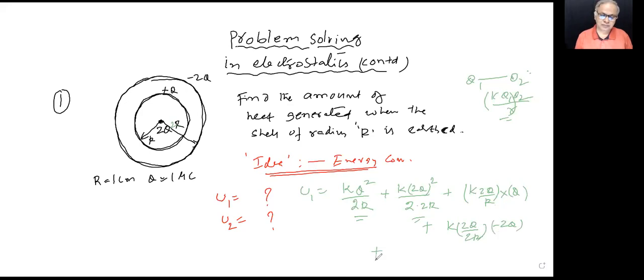Plus, for that one, plus Q will be like a point charge at the center for the two shells' mutual energy. Yes, sir. K plus Q will be like a point charge at the center, so for the external point, KQ by 2R into minus 2Q. Come on, add this one. Tell me what is U1.